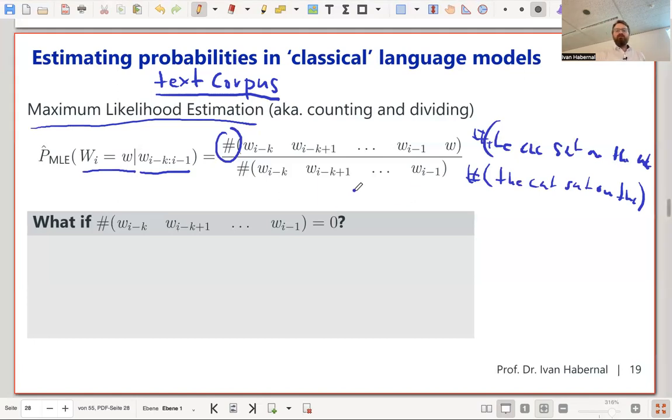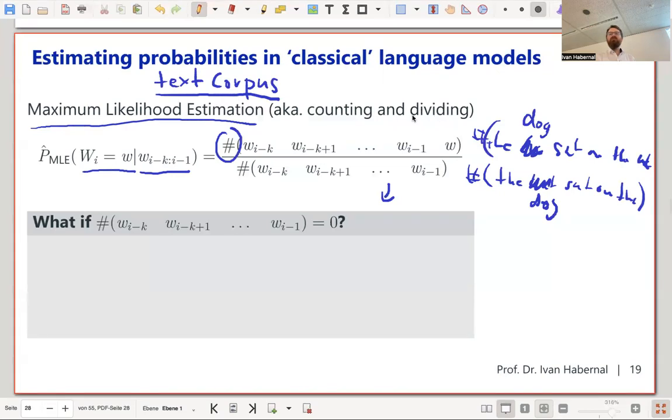The question is now, we're estimating this probability. So what if you actually never see this? You never see the dog sat on the in the corpus. How do you estimate a probability here? What happens here? This will be 0. So you cannot divide by 0.